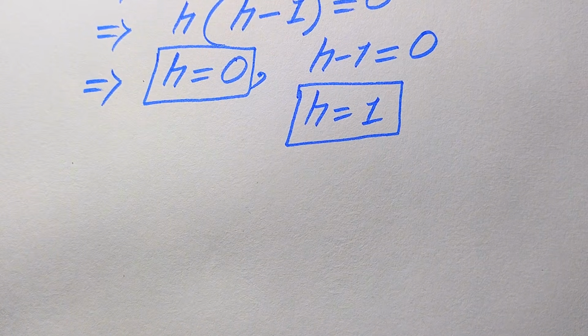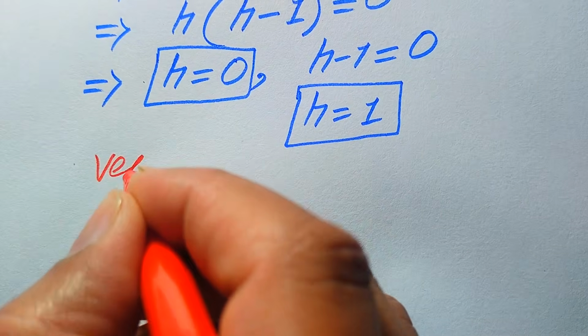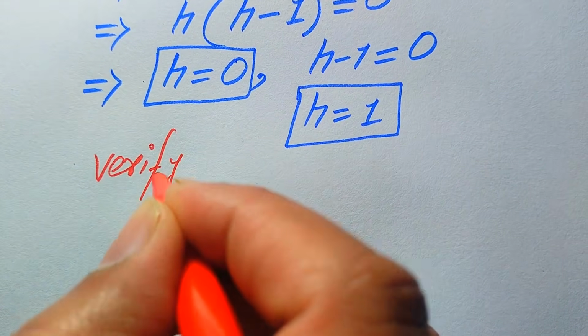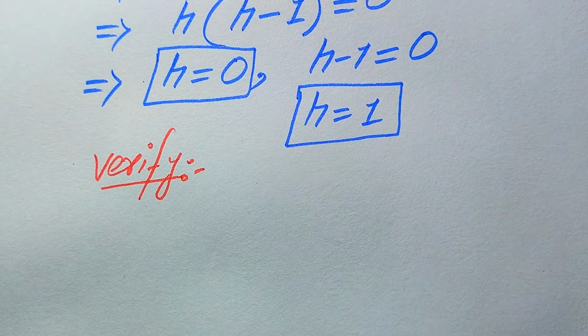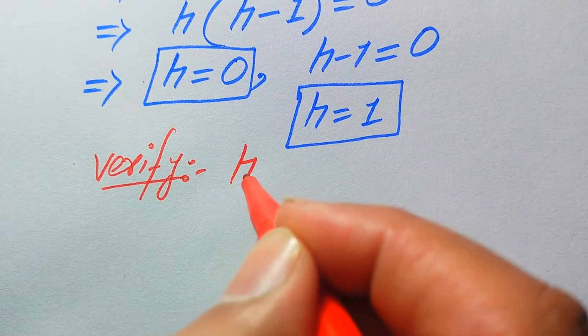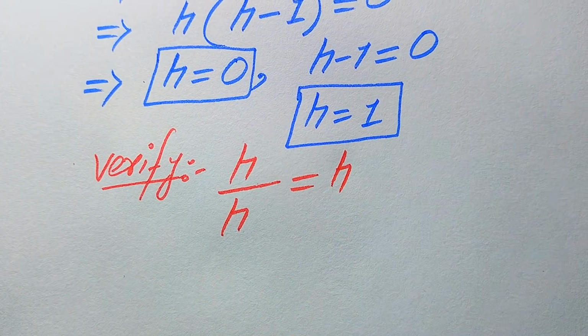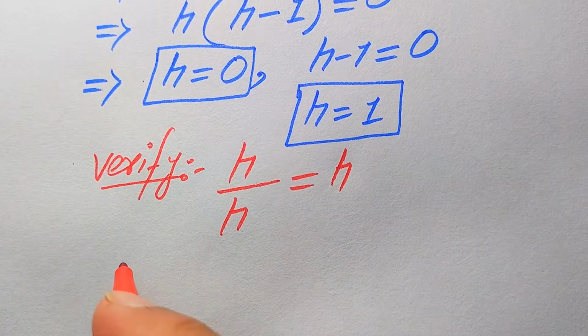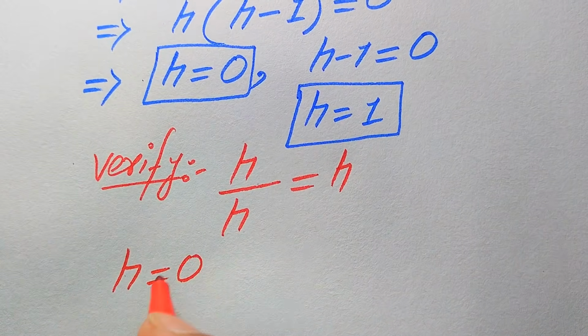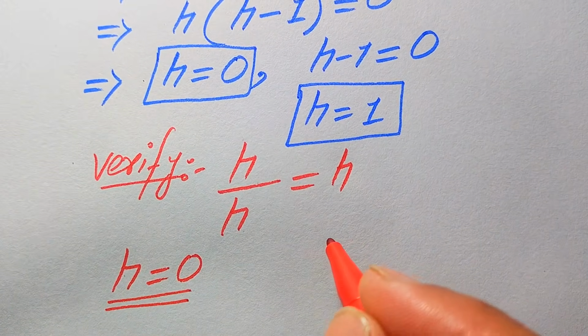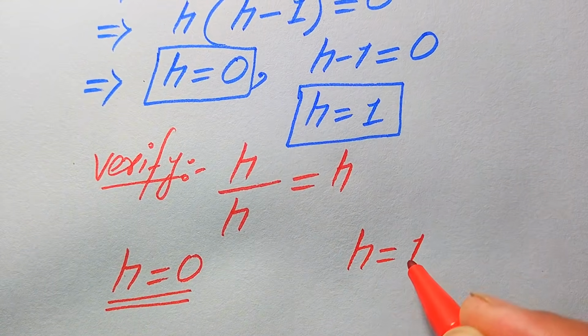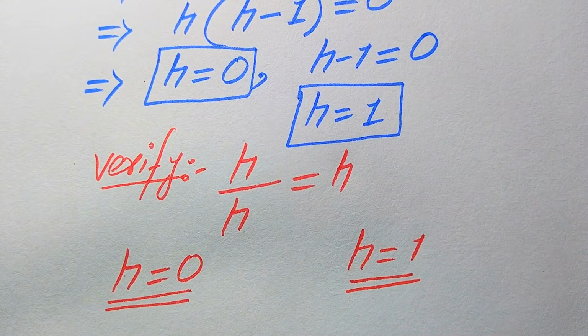Now in the next step we need to verify whether these roots are solutions, or whether these roots are extraneous roots. So for verification of these roots, we need to copy down the given question statement. Here it is h divided by h is equal to h. On this side, we will verify h is equal to 0, and on this side, we will verify h is equal to 1.